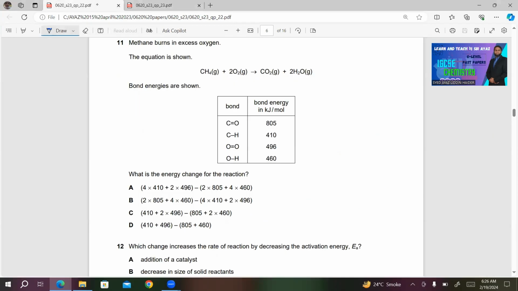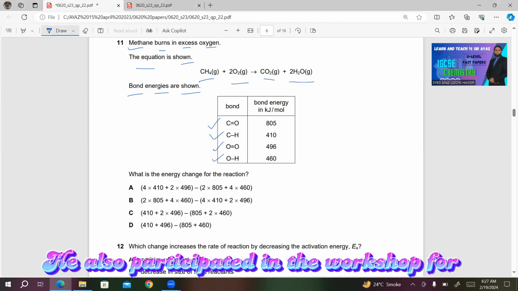So here's a question. Methane burns in excess oxygen. The equation is shown: CH4(g) + 2O2(g) gives CO2(g) + 2H2O(g), where g means gas state. Bond energies are shown for C double bond O, C bond H, O double bond O, and O bond H. What is the energy change for the reaction?